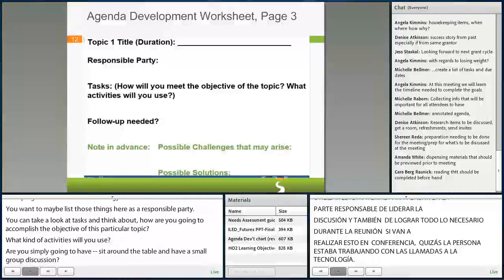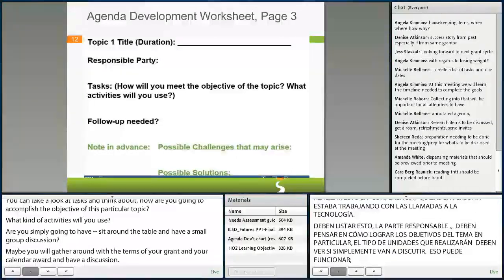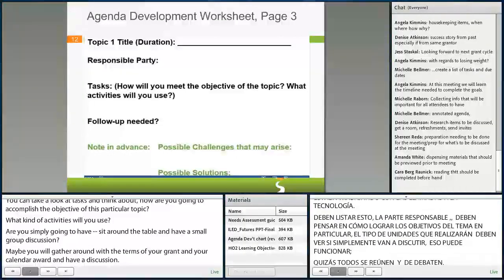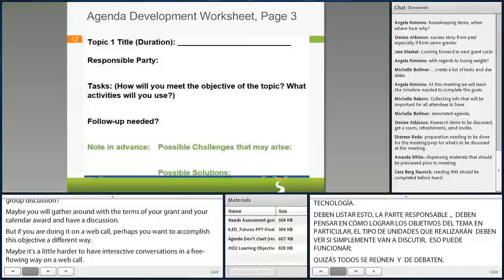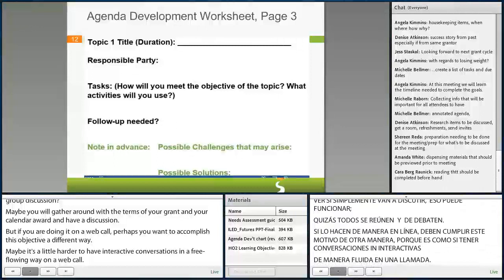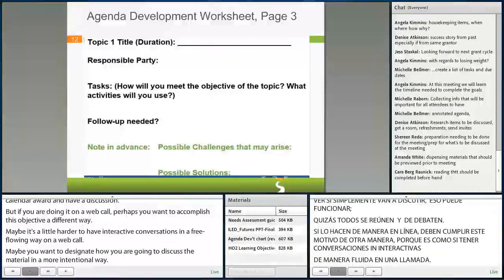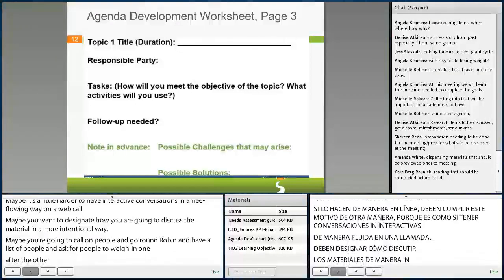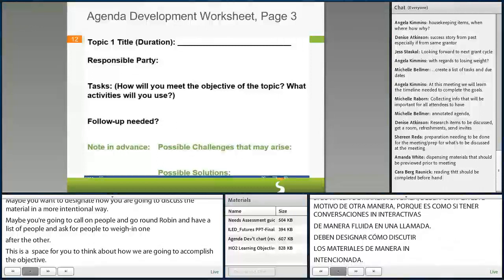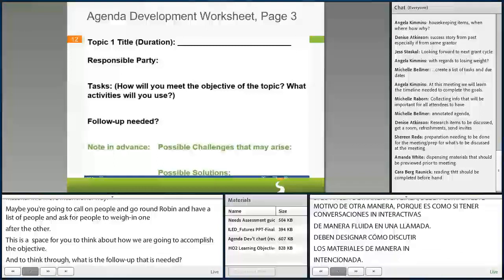and just have a discussion. But if you're doing it on a web call, perhaps you want to accomplish this objective in a different way because it's a little harder to have interactive conversation in a free-flowing way on a web call. So maybe you want to designate how you're going to discuss the material in a little bit more of an intentional way. Maybe you're going to call on people and go round robin and have a list of people and ask for people to weigh in one after the other or something like that. So this is just a space for you to think about how are we going to accomplish the objective, and then to think through what is the follow-up that will be needed, and to think through any challenges that may arise during this portion of the meeting. So what might we mean by that? What kind of challenges?